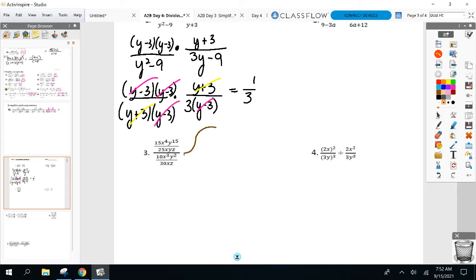This fraction bar right here is just another way of writing what symbol? That's all that is, the division symbol. So watch. If you want to rewrite it, here you go: 15x to the 4th y to the 15th over 25xyz, divided by 10x to the 3rd y squared over 30xz. That's all that is. It's a different way of writing it.